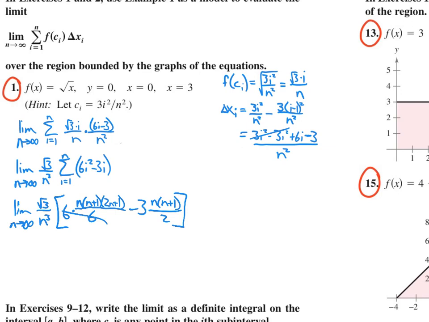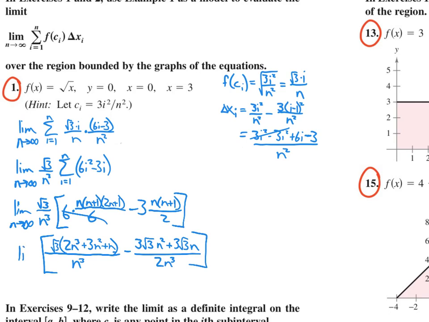Now all we have to do is simplify a little bit so we can take the limit. Okay? So we have the top, 2n cubed plus 3n squared plus n. And that's all going to be times a root 3. So root 3 times that all over n cubed minus, this is going to be 3 times the root 3 n squared plus 3 root 3 n, and that's going to be over 2n cubed. Now I don't need to get a common denominator or anything like that because I can take the limit of each part separately. Okay?